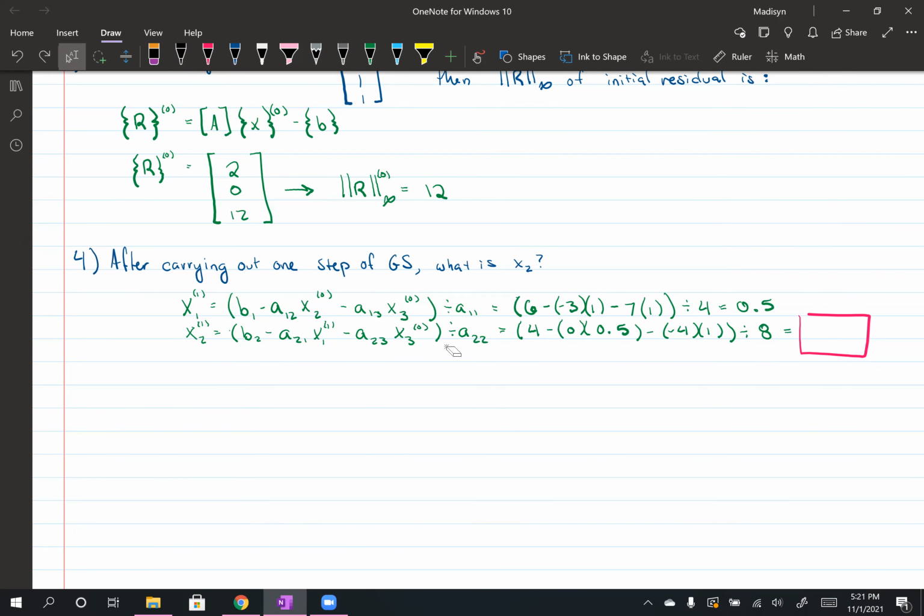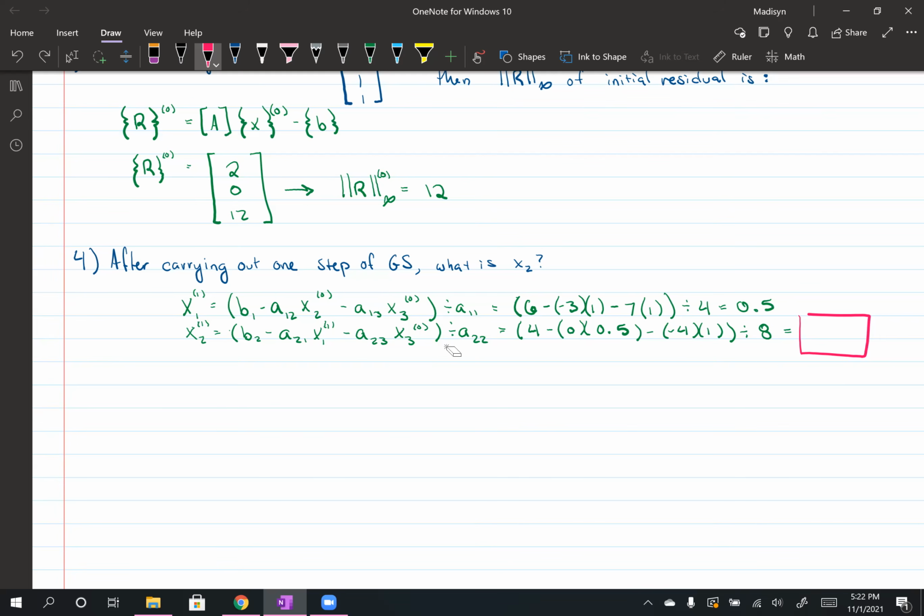So after carrying out one step of Gauss-Seidel, what is your x2? I found the easiest way to do Gauss-Seidel by hand is to use these equations here. Don't forget, Gauss-Seidel is self-updating. Jacobi is not self-updating. So here, you solve for x1, your first component of x in your first iteration. That's b1, your first component of b, minus a12 times x2 of the initial guess, minus a13 times the third component of x in the initial guess, divided by a11.